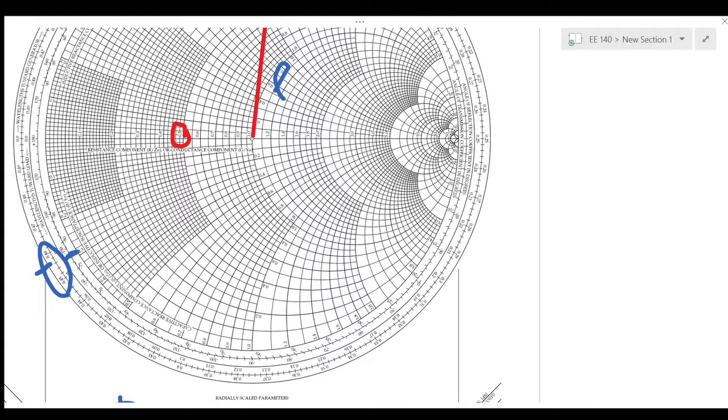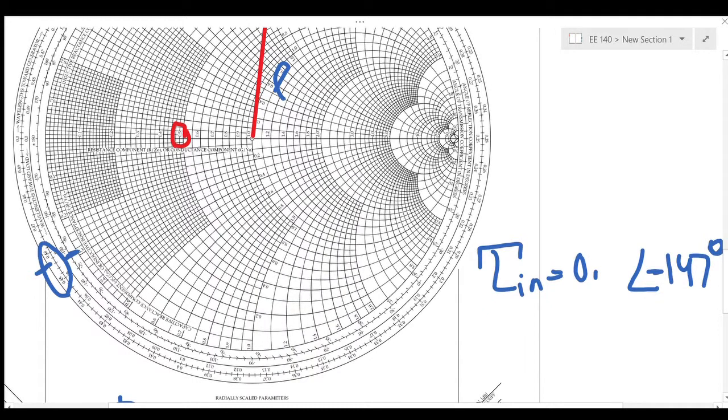That angle would just read, I'm going to put it right here. So at reflection in, the angle would be about negative 147. It's negative because it's on the other side of the axis. And then the magnitude is just going to be the same, 0.62, because we're only moving the phase and not the magnitude.